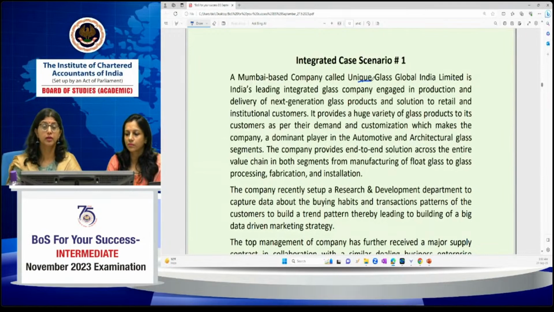Oh my God, what kind of a case scenario would it be? How much detail would it require? But then it's just a name. So if you just see, it's just a name.